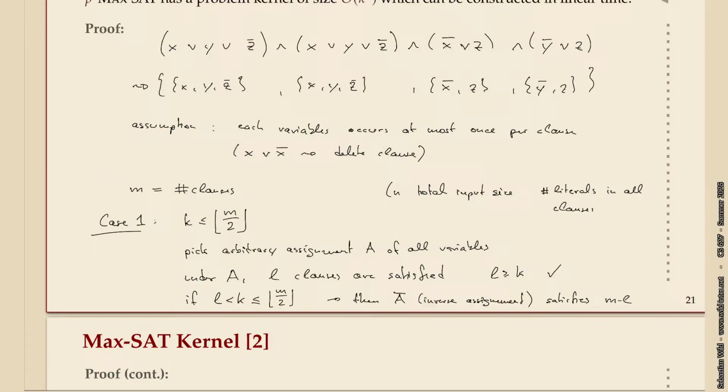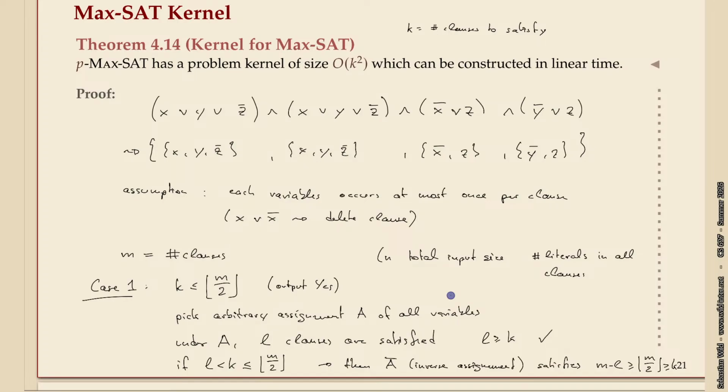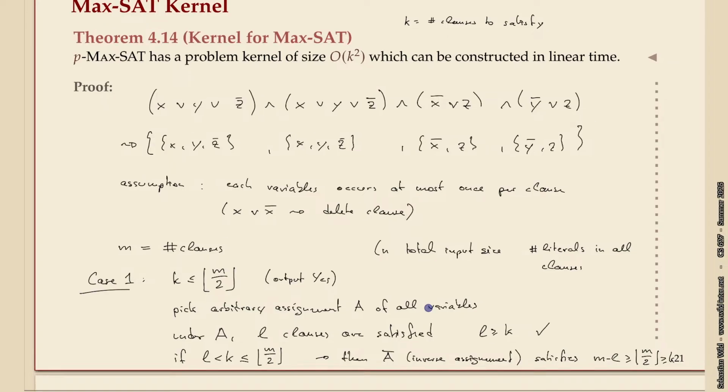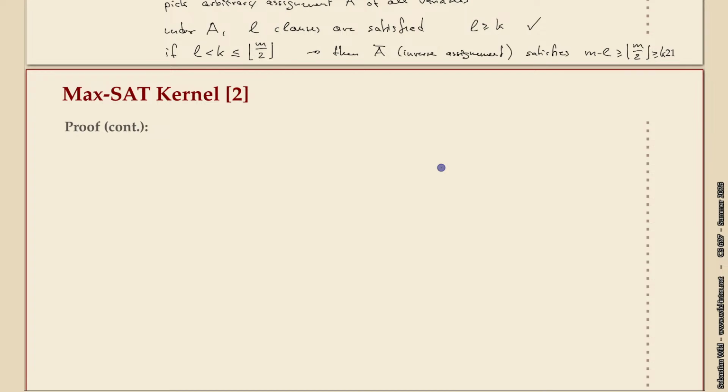It satisfies m minus L of the clauses. And then if L was smaller than half of them, this has to be greater than half. And so greater than K. And so we could, again, turn it into a yes instance. So indeed, whenever that's the case, we can output yes without doing anything. So if you want to be strict about the kernelization, you just output a trivially satisfiable formula of constant size. So for the rest, we can assume that K is not tiny.